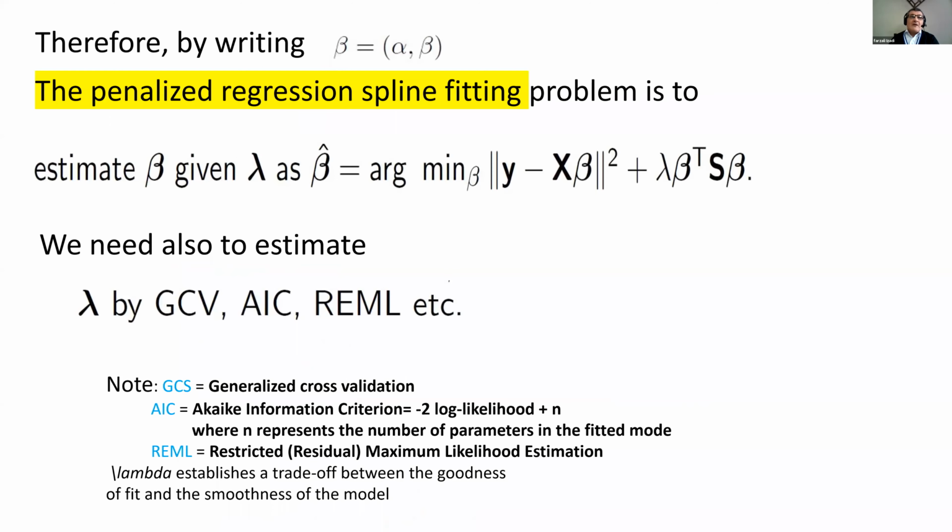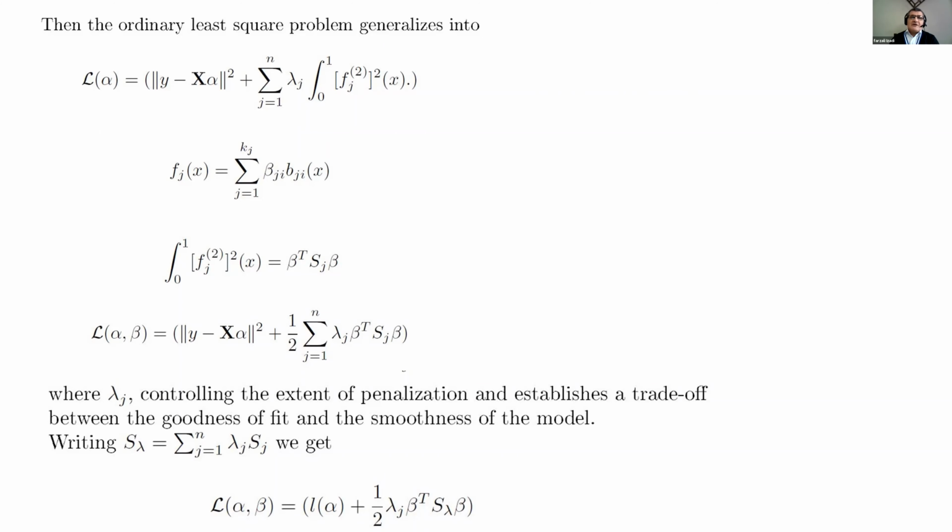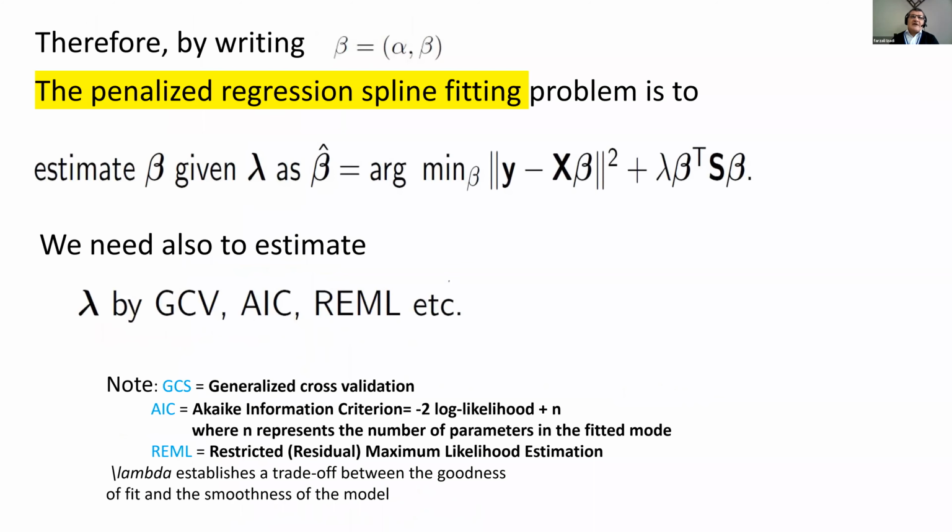Therefore, by writing beta, we have this alpha for the linear part. Also, there are other betas on the integral part. If we add them together, we get the new beta as alpha and beta. We can write this function, estimating beta given lambda, as beta hat is the arg min over beta of the norm of y minus X beta squared plus lambda times beta^T S beta.